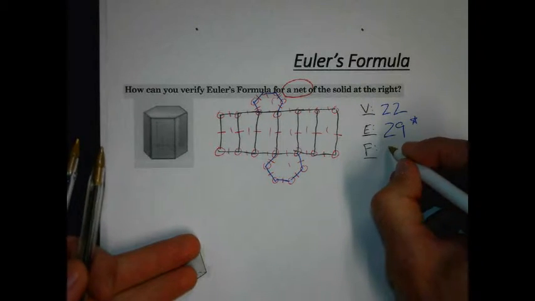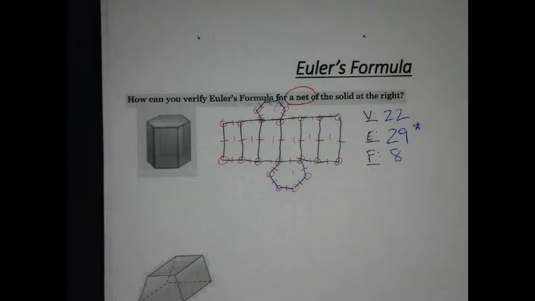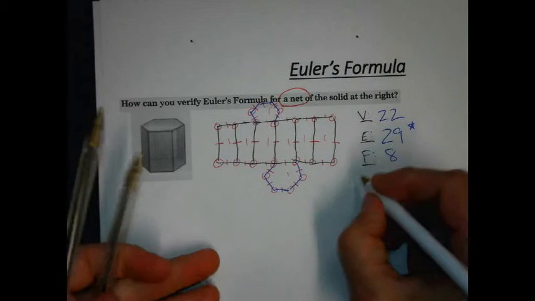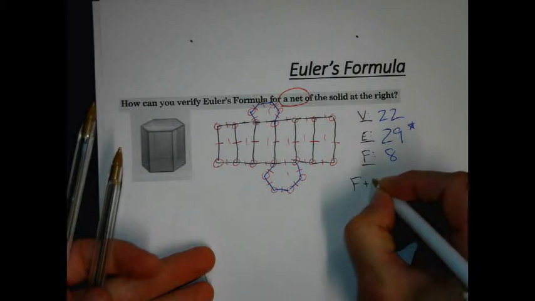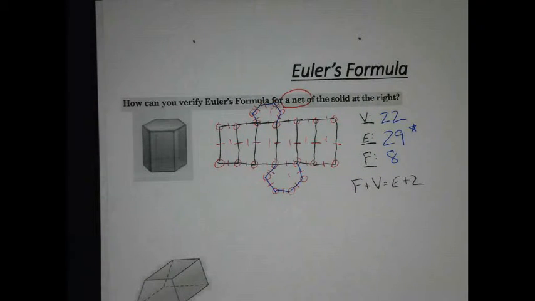Perfect. Now, should Euler's formula work here, right? It absolutely should, because we've proven it before. We've seen it in action. We know it's a solid formula. So will it work here? Well, let's take a look. If Euler's formula is that, you remember, faces plus vertices is equal to edges plus 2, right?